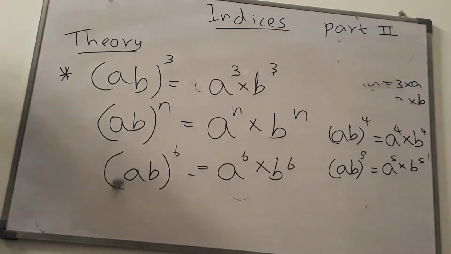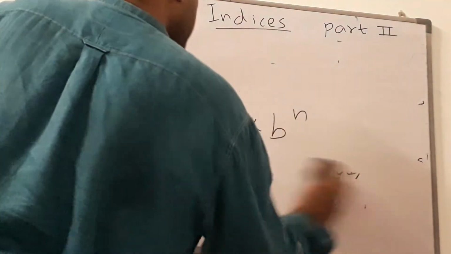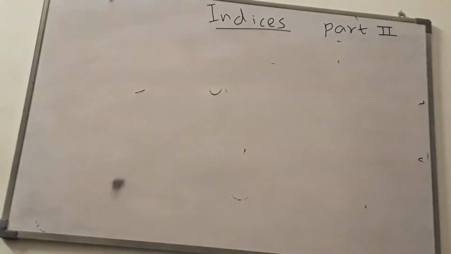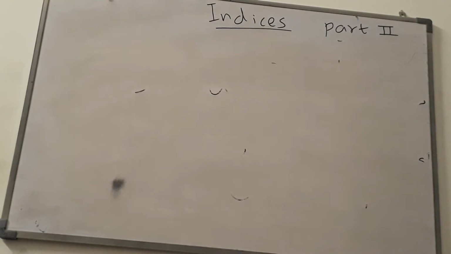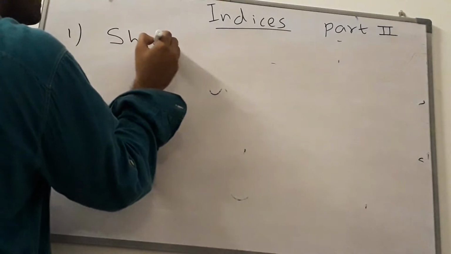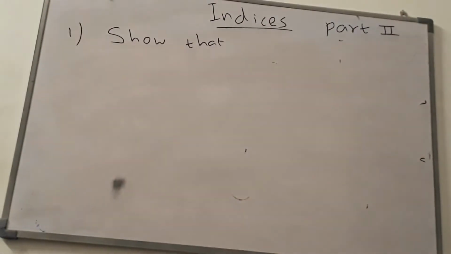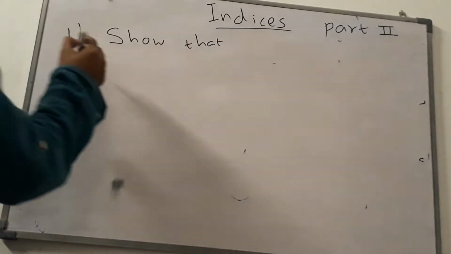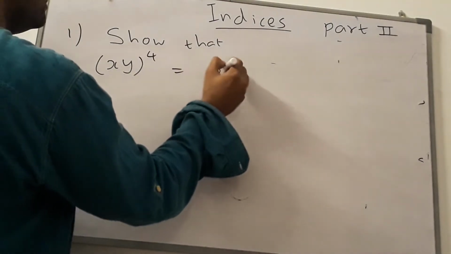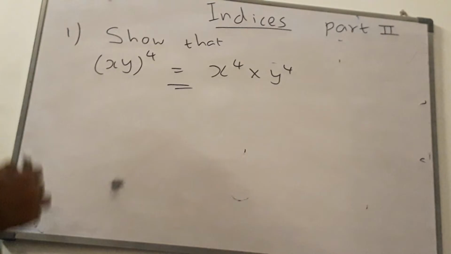These are the basics. Now we will go for some sums. Okay, under this our first question is show that (xy) to the power 4 is equal to x to the power 4 times y to the power 4. We have to prove this.